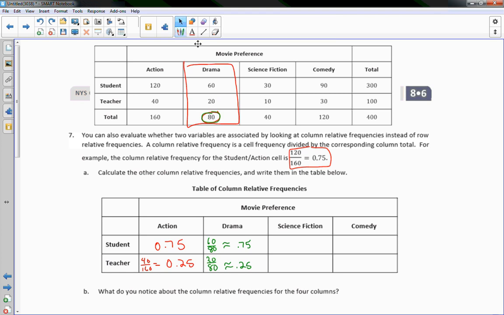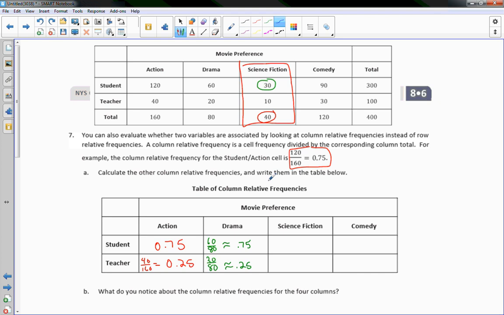Okay, now we're going to keep going in this order and move over to sci-fi. And now we are going to take the numerator divided by this total. So if I do science fiction, then I know my total's 40. So I'm going to start by just writing my proportion with my denominator of 40, and then put the numerator values from the table. Student sci-fi is my numerator of 30, and teacher sci-fi is a numerator of 10. So 30 over 40 is 3 over 4, which is also 0.75, and 1 over 4 is also 0.25.